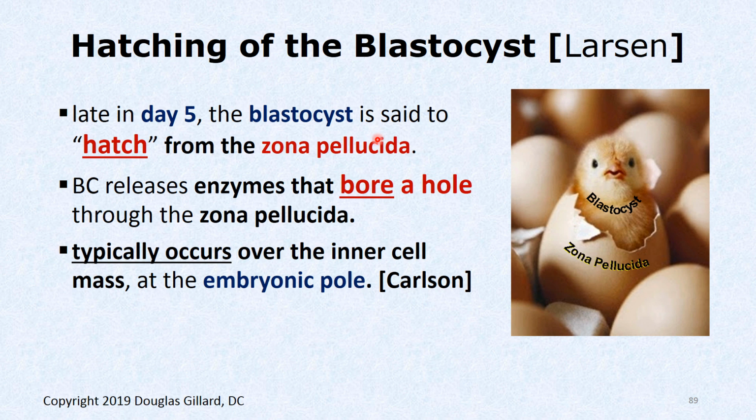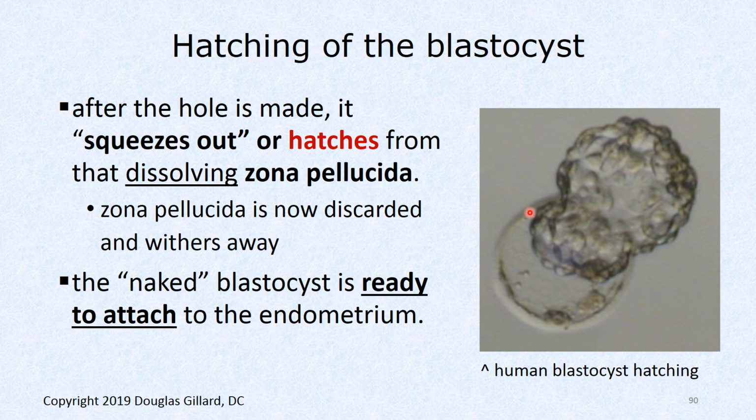About day 5 hatching occurs, maybe a little bit later in day 5. There are some enzymes that are released that bore a hole in the zona pellucida, and we'll see a real picture of a human embryo hatching here in a second. These enzymes in the hatching usually act over the inner cell mass at the embryonic pole. Look at this beautiful picture. So there's the blastomere, and there is our blastocyst literally squeezing out of a hole. It's released enzymes, it's bored a hole in the zona pellucida, and now it's squirting out. So that's a hatching blastocyst. Okay, and the enzymes dissolve the zona pellucida.